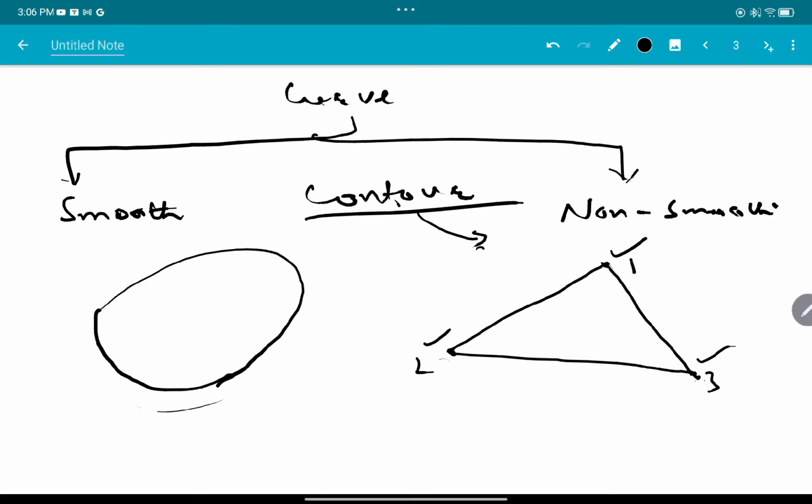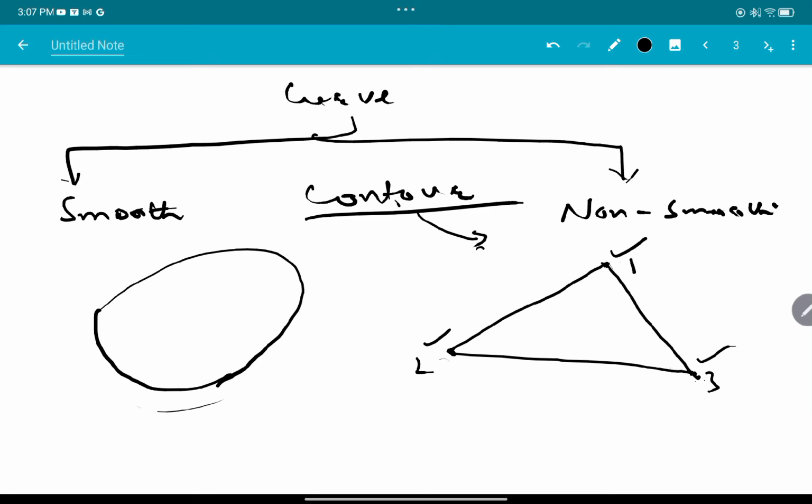But some people differ. They say that a contour is a smooth or piecewise smooth closed curve. Both of these are closed curves, smooth or piecewise smooth. Whereas, if a curve is not closed, it is called a curve but not a contour.